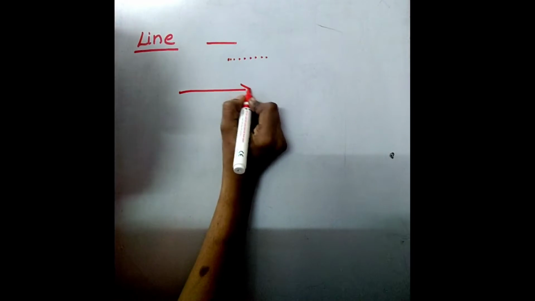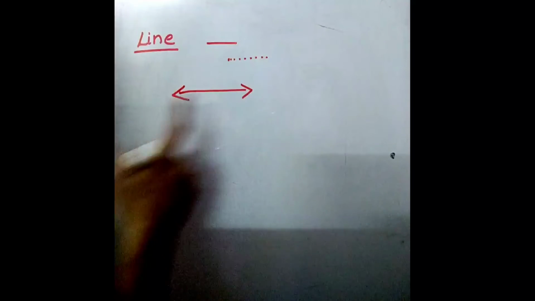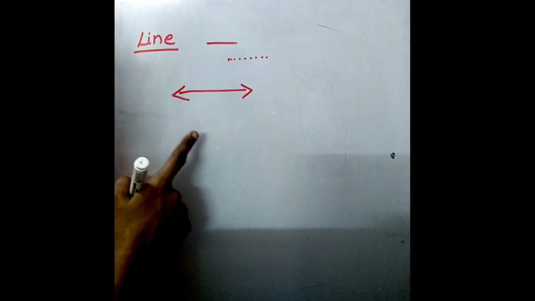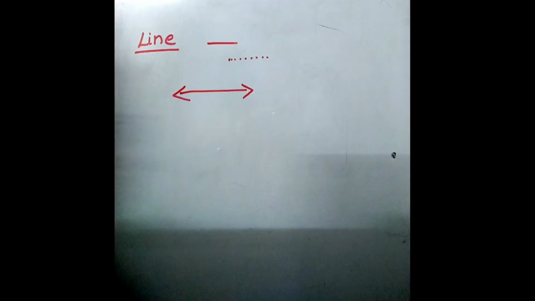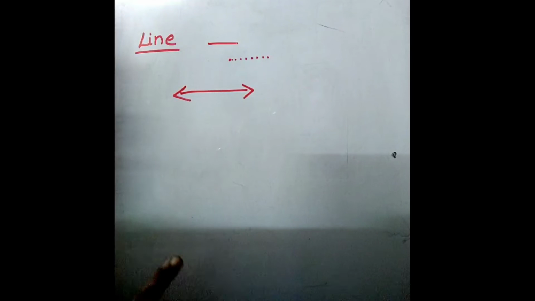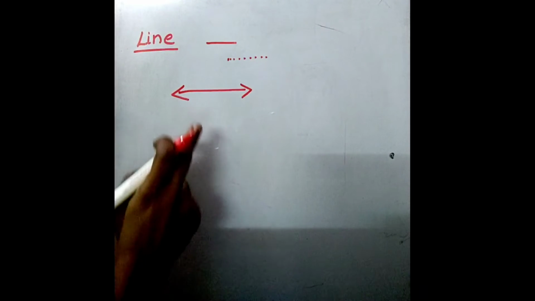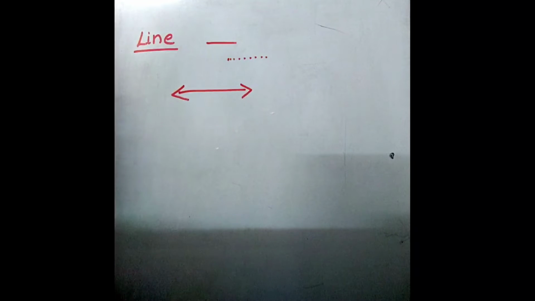A line is represented by two arrows at both the ends. This shows that this line is not ending anywhere. It is never ending. A line has no fixed length, and it cannot be measured.